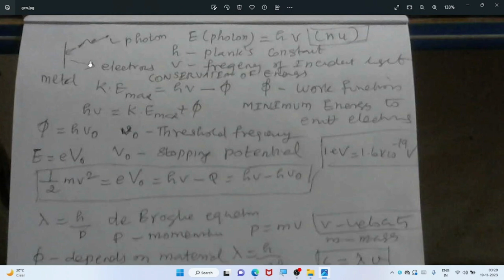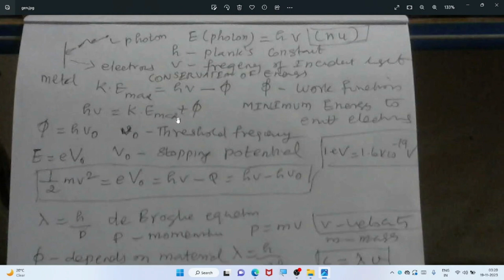Different kinds of metals emit electrons at different frequencies. The maximum kinetic energy of the emitted electrons is equal to the energy of the incident light minus the work function. Work function is nothing but the minimum energy required for the metal to emit the electron. That is important here, the minimum energy. Some electrons may require more energy, but the work function is the minimum energy required to emit the electrons.